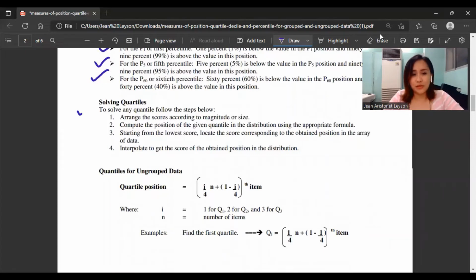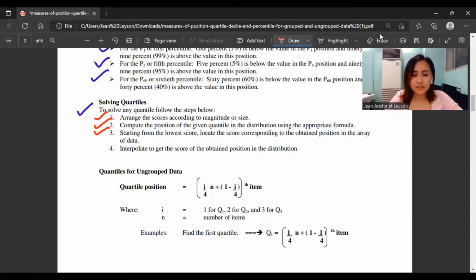To solve any quantile, follow the steps below. Take note. Number 1, arrange the scores according to magnitude or size. Meaning to say, arrange the scores from lowest to highest, or highest to lowest. Either way, as long as they are in order. Second, compute the position of the given quantile in the distribution using the appropriate formula. There will be different formulas for the different quantiles.